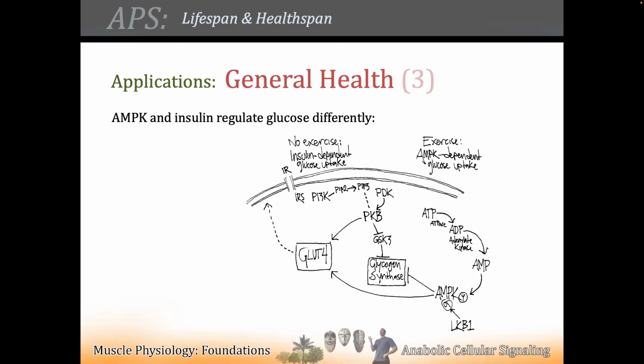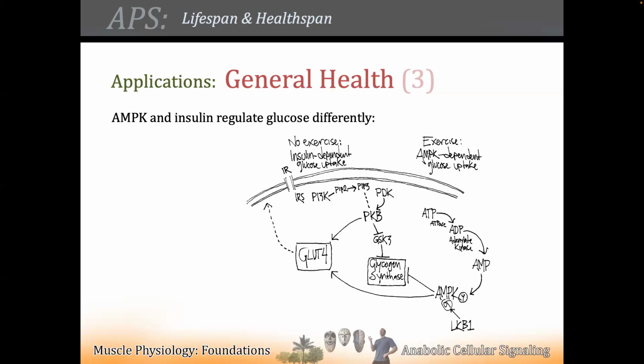So there's insulin-dependent mobilization of GLUT4. That goes through PI3K, PKB. But that also stimulates glycogen synthase. So you make glycogen out of the sugar that you bring into the cell.